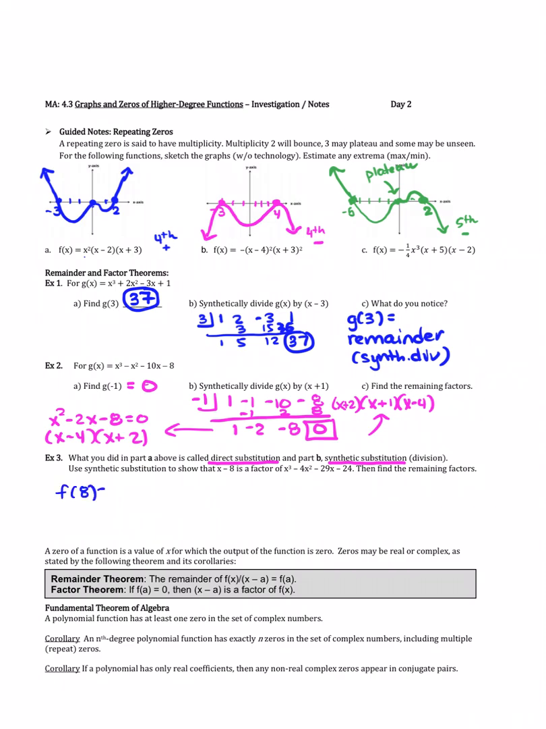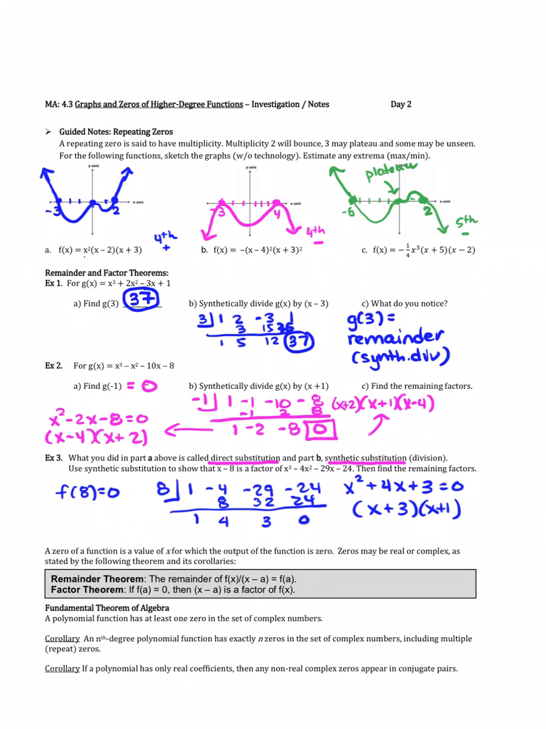It means that f of 8 equals 0, so I can just divide this. So this is a 1, negative 4, negative 29, negative 24. Bring down the 1, that's 8, that's going to be 4, 32, that's going to be 3, and notice we did get a 0, so x squared plus 4x plus 3 factors into x plus 3, x plus 1, and from before x minus 8. So that would be your full factorization.